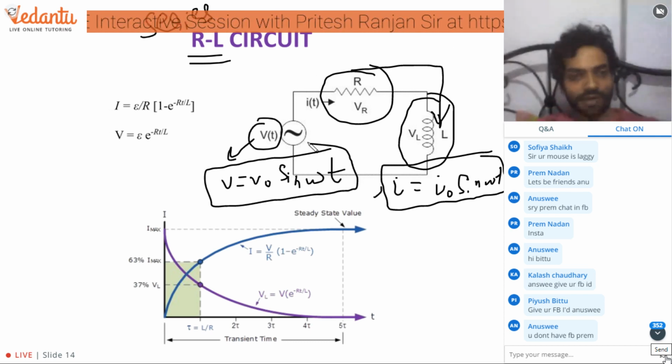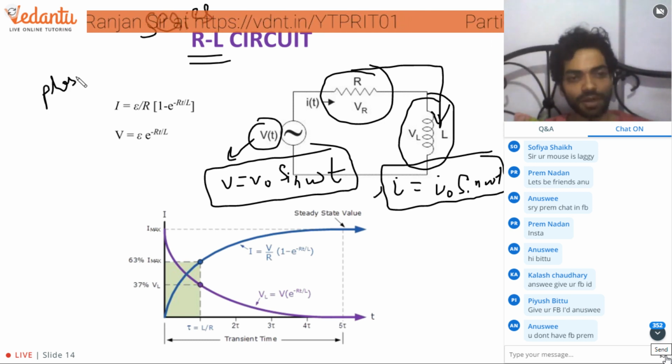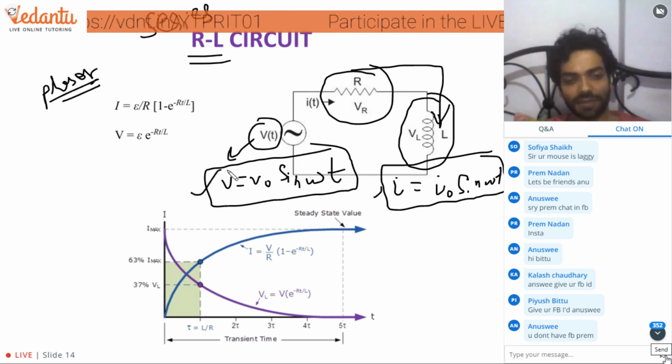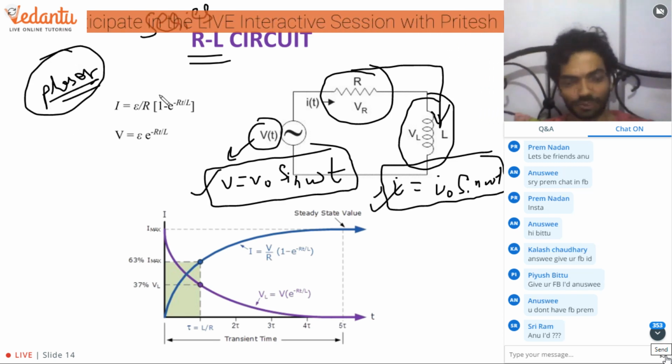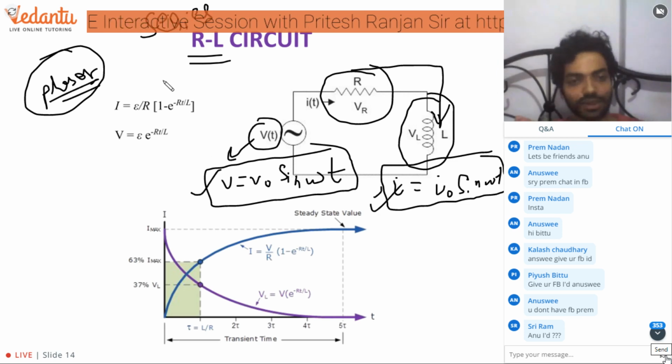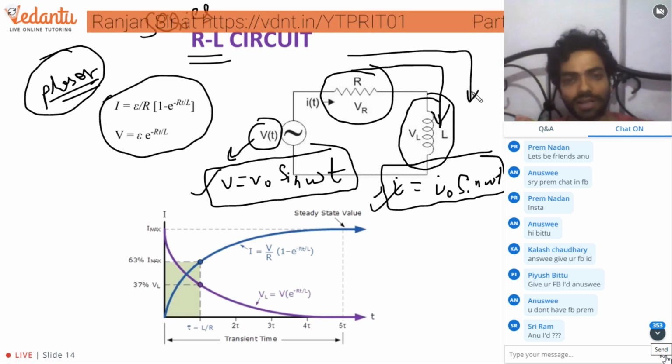So before I cover up the session, I'll first be introducing phasors. Again, I'm telling you because these equations will become very clear when we know all about phasors. Okay guys, you can observe here the growth and decay of current through the RL circuit.